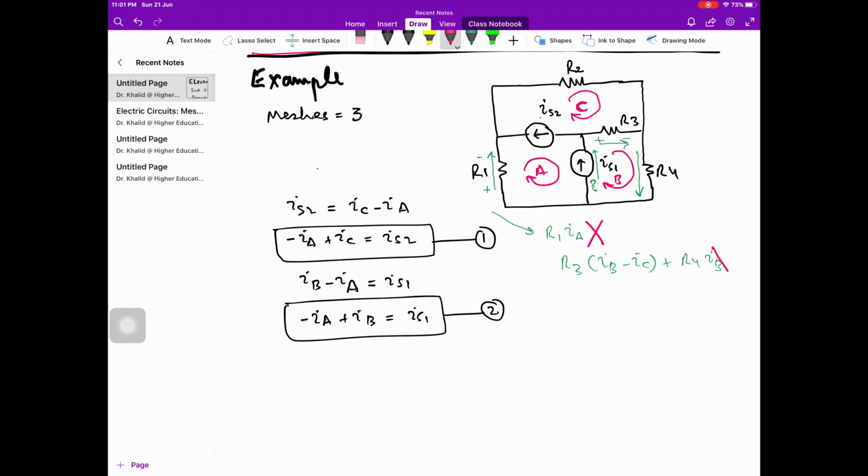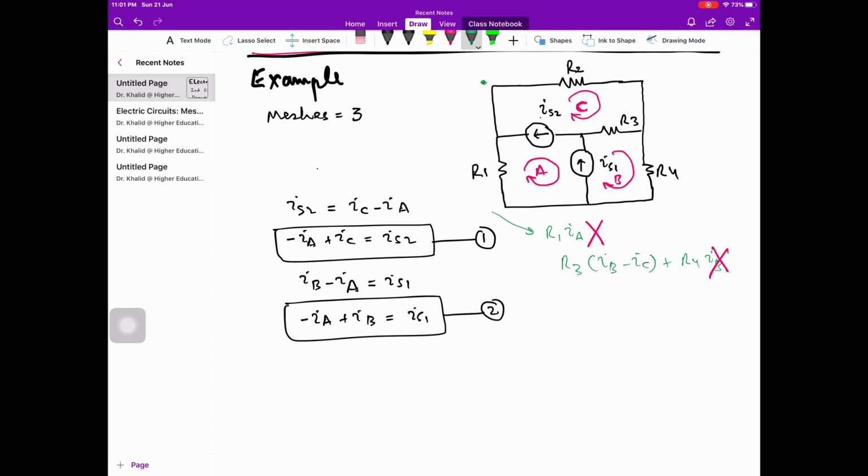Therefore, we cannot proceed further. Now, what do we do? Now we write the loop equation over here. We will write a loop equation, and there is a loop. The loop over here, if we see, is the outer loop.